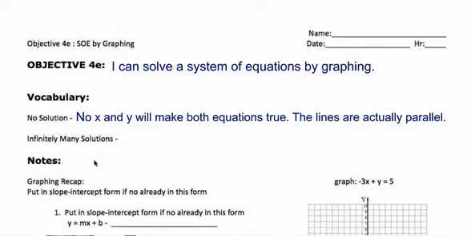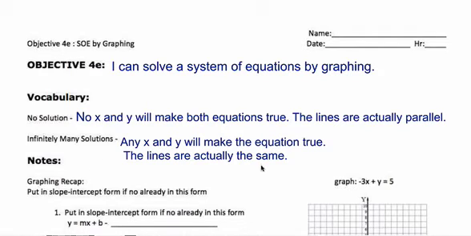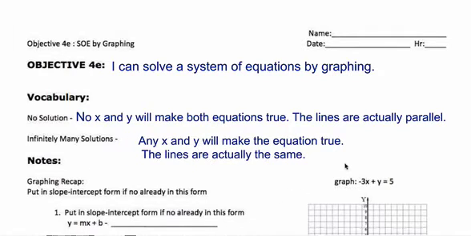How about infinitely many solutions? Well, in this case, any x and y will make the equation true because the lines are actually the same. They're the exact same line. So they intersect at every single point.